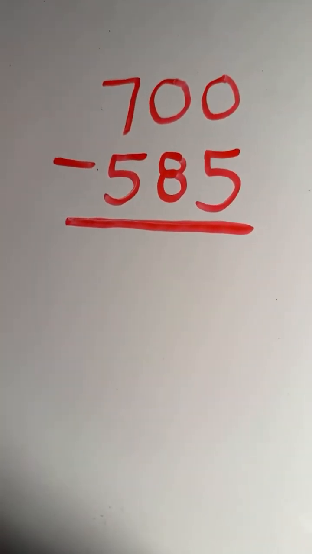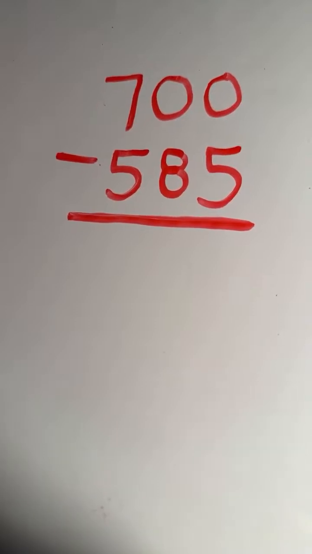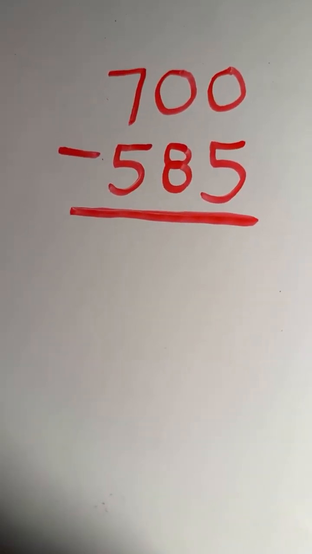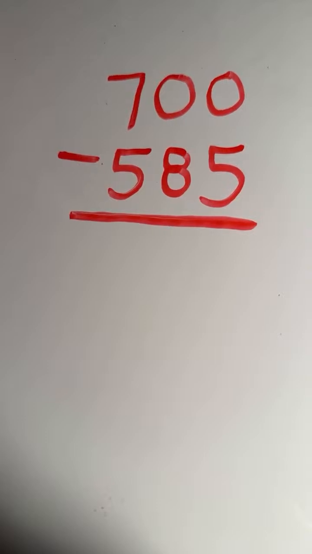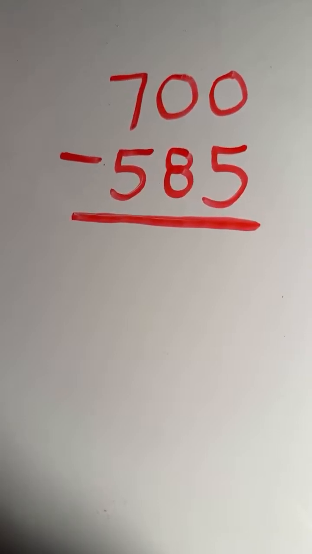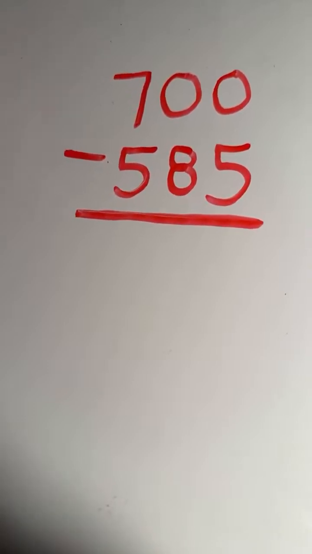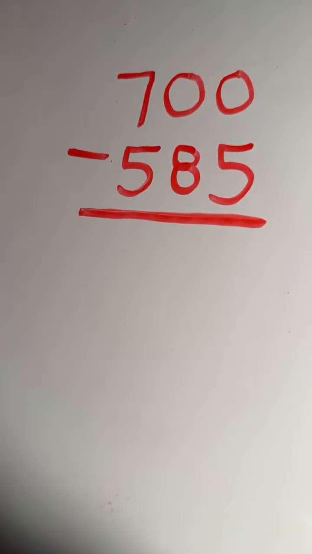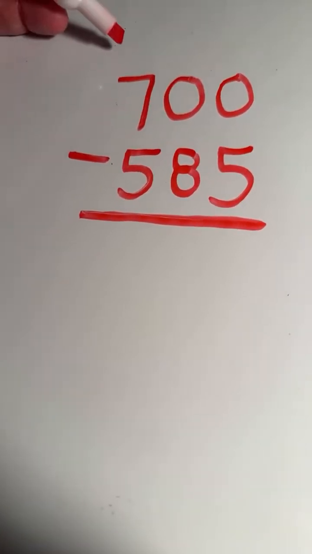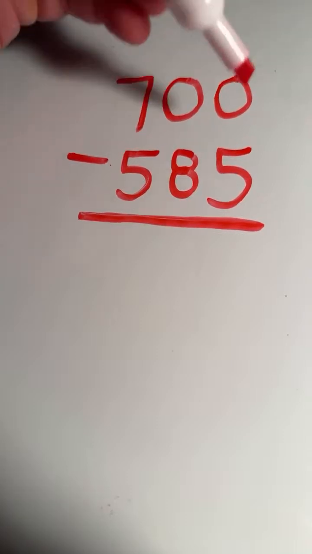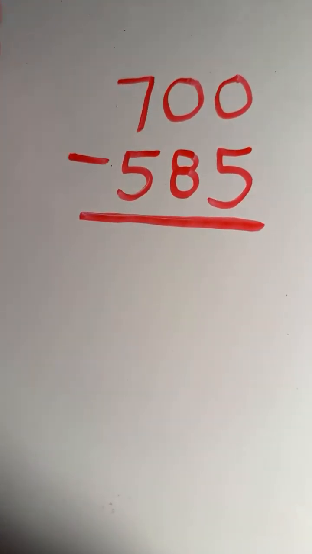All right, we have 700 minus 585. Again, we check if regrouping is needed, and it's clear that it is needed in both the ones and the tens place. So we're going to regroup from left to right, and then we subtract from right to left.